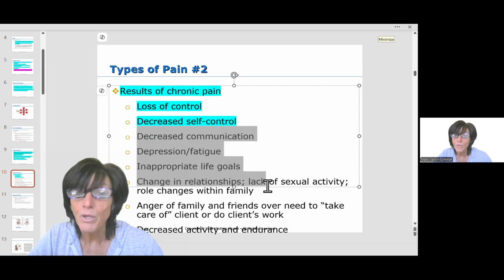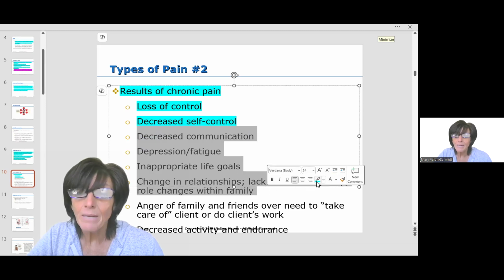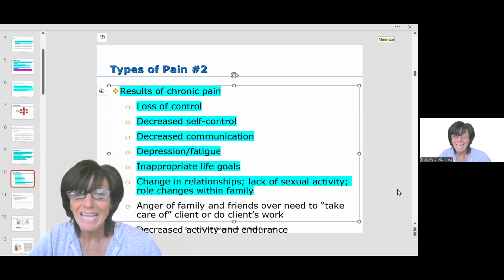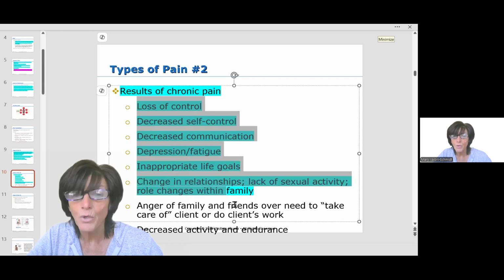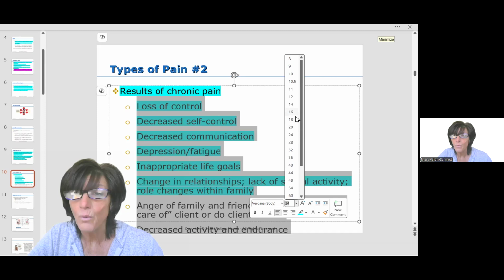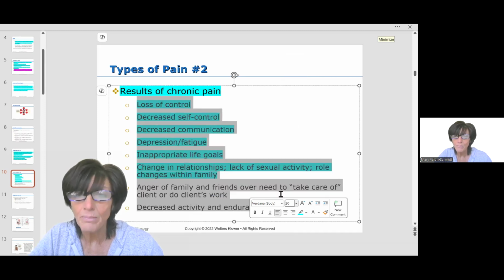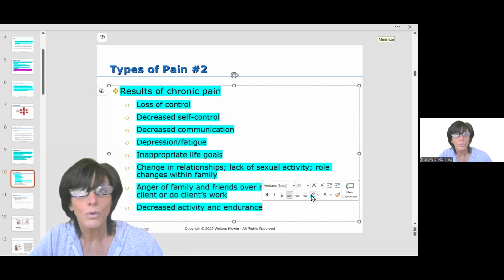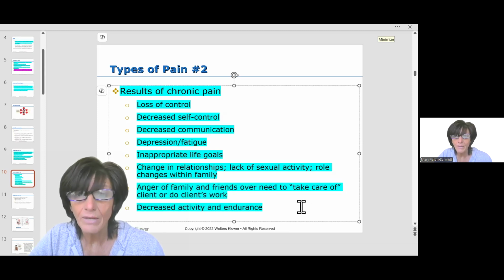Makes it difficult to communicate. It can break down entire families. And sometimes families can get aggravated because now they have to pick up the slack. Well, you're in pain, so you can't do X, Y, or Z, and now we have to do it for you. So that becomes problematic. So really, chronic pain can really ruin somebody's life. Okay, it really can.